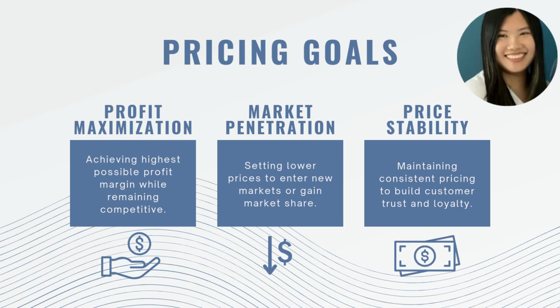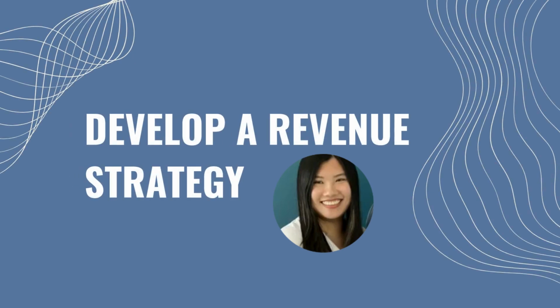And third, we have price stability. That's maintaining consistent pricing to build customer trust and loyalty. The primary objective here is to avoid frequent or drastic price changes. Consistent pricing can foster trust and predictability for customers, leading to stronger relationships and loyalty. It can also simplify budgeting and purchasing decisions for both the business and its customers. Now let's talk about developing a revenue strategy.